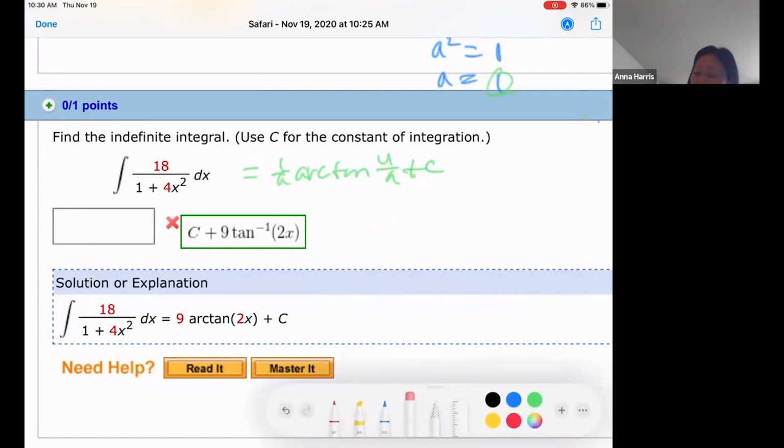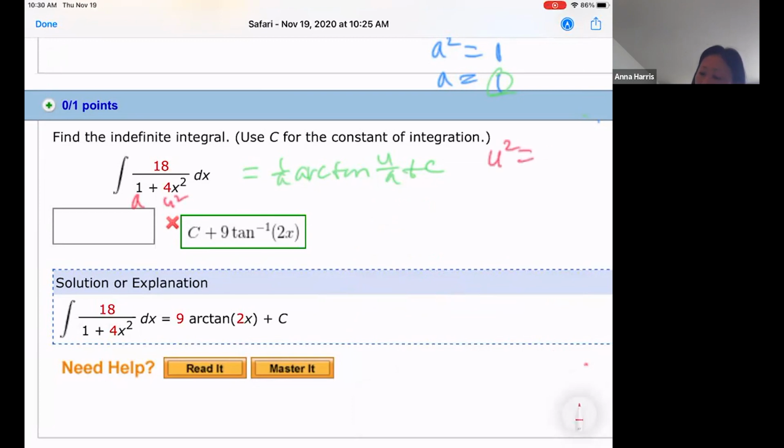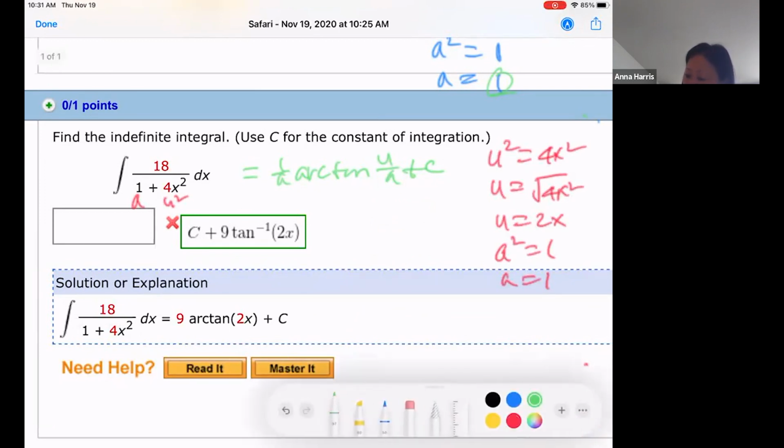I just need to simply recognize what is my a and what is my u. So this is my a, this is my u squared. So u squared is equal to 4x squared, so u is equal to the square root of 4x squared, so u is equal to just 2x. A squared is equal to 1, so a is equal to 1. Oh, I forgot to find u prime. So u prime is equal to 2dx.